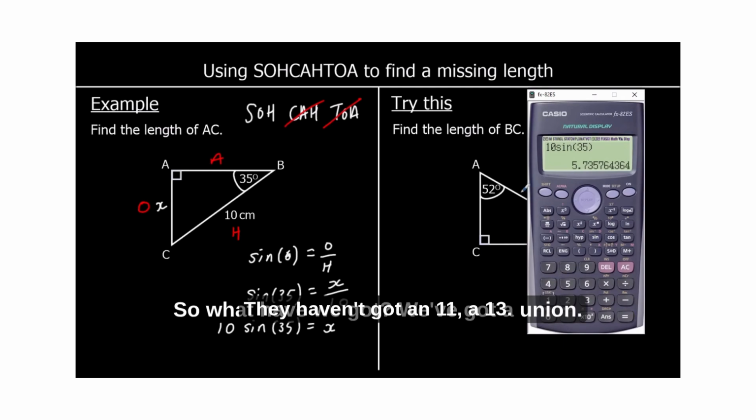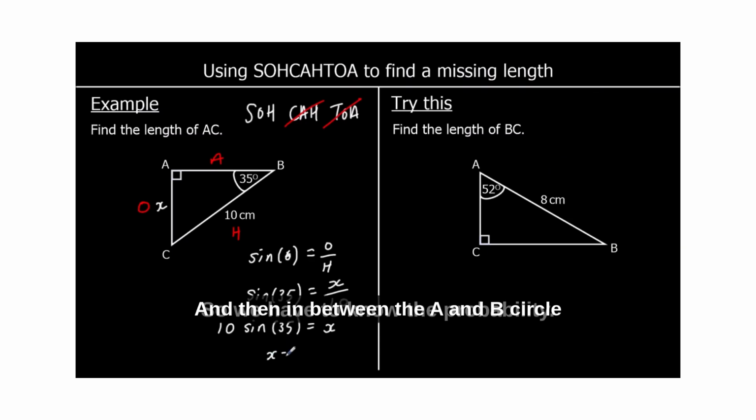So 10 sine 35, and we get 5.74 to 2 decimal places. We'll give our answers to 2 decimal places. So 5.74. It's in centimeters and it's to 2 decimal places.